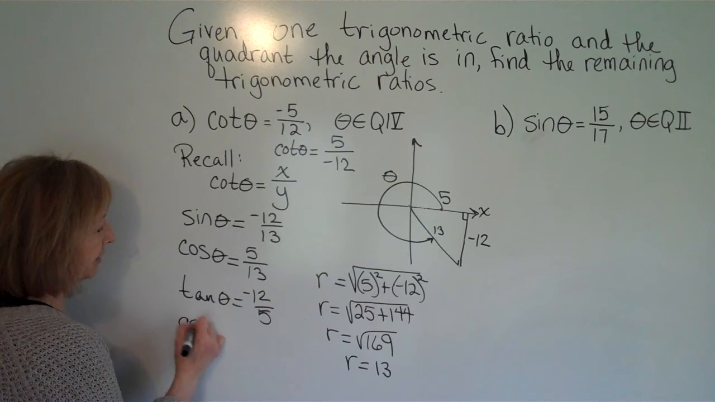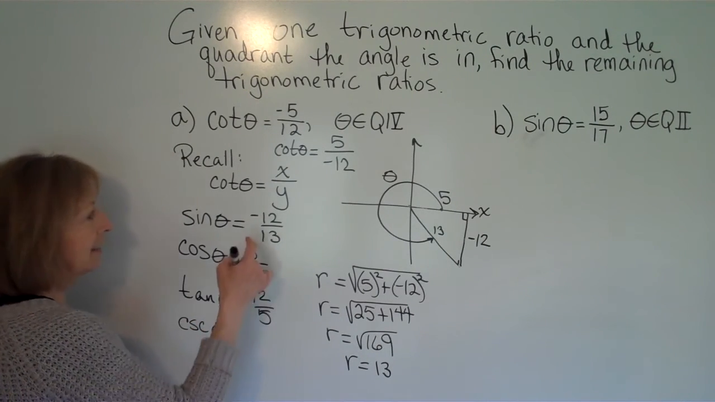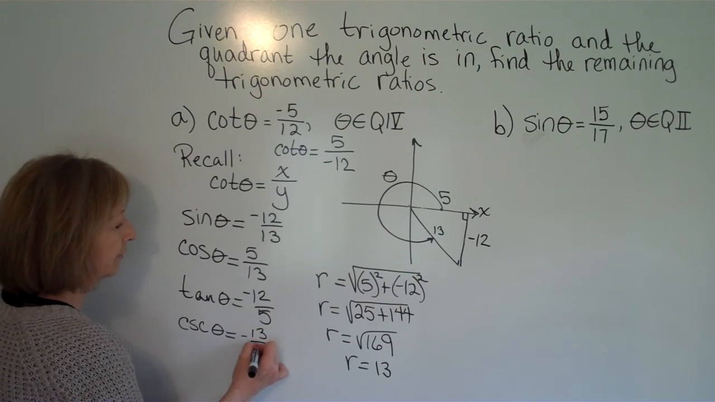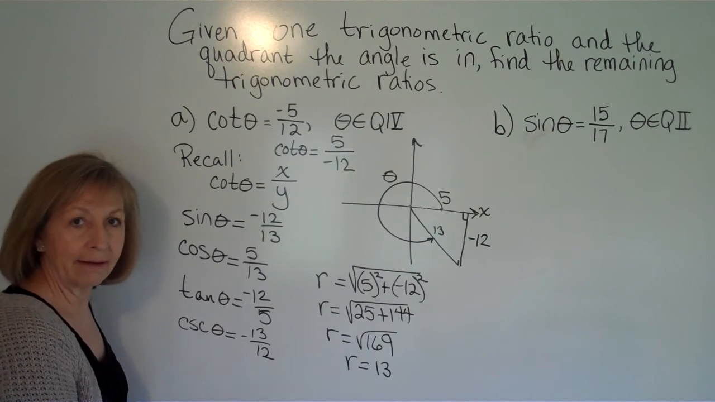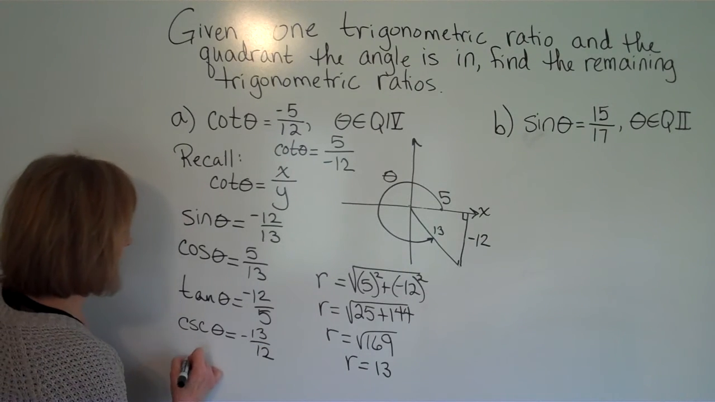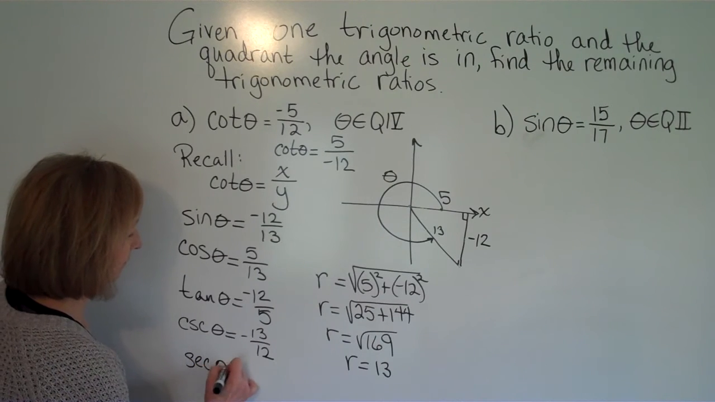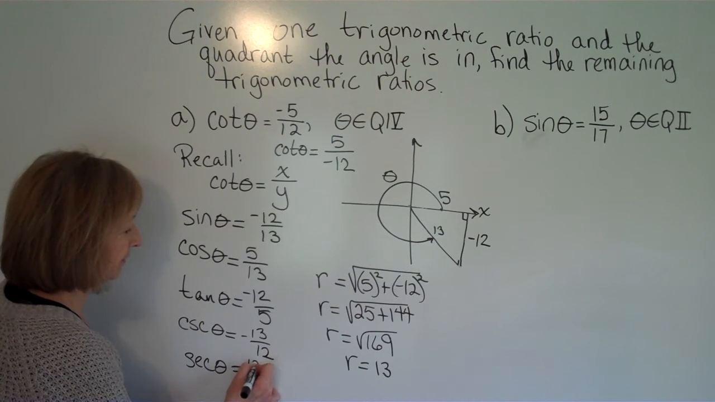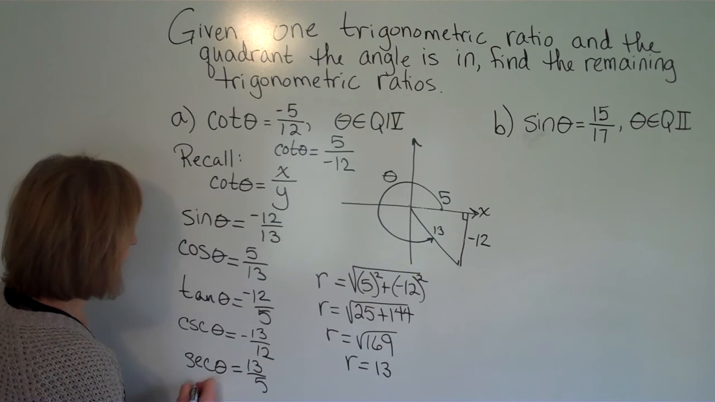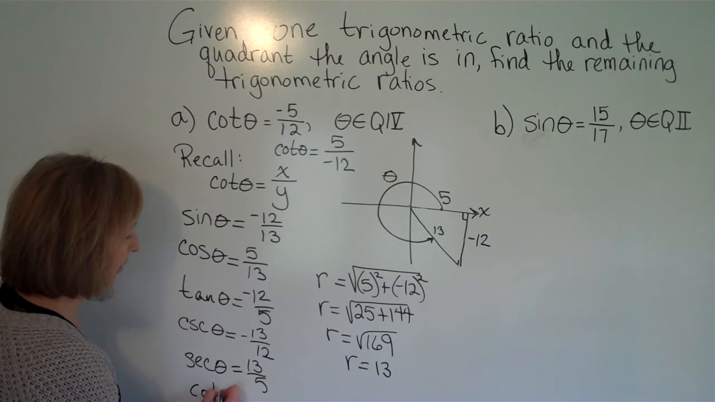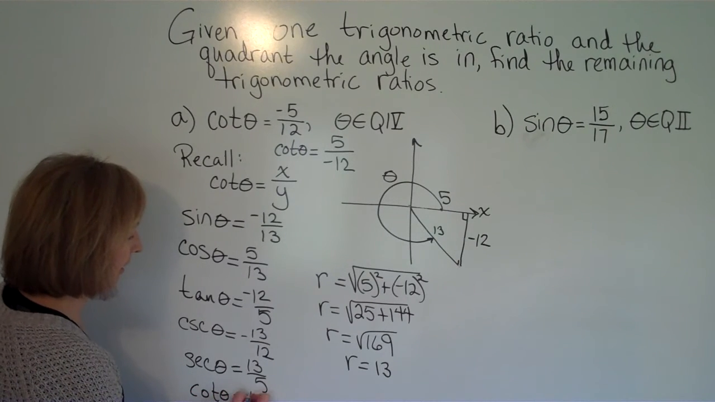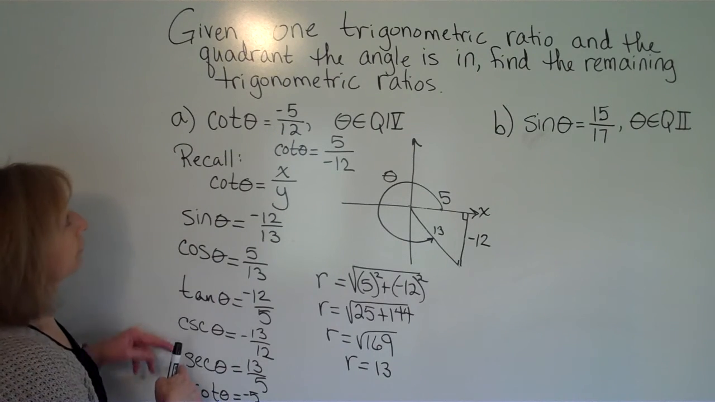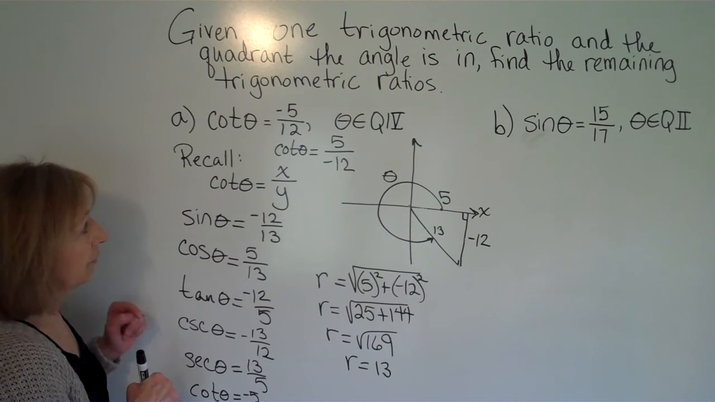And then we have our cosecant of theta, the reciprocal of sine of theta, so that's negative 13/12. Or we can, again, think of that as r over y. Secant of theta is the reciprocal of cosine of theta, so 13/5. And then cotangent of theta, we already know they gave that one to us. That's our negative 5/12. Okay, so here we have the remaining 5 trig ratios, given the one.